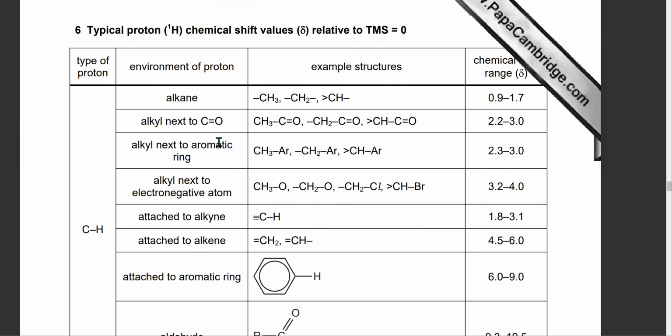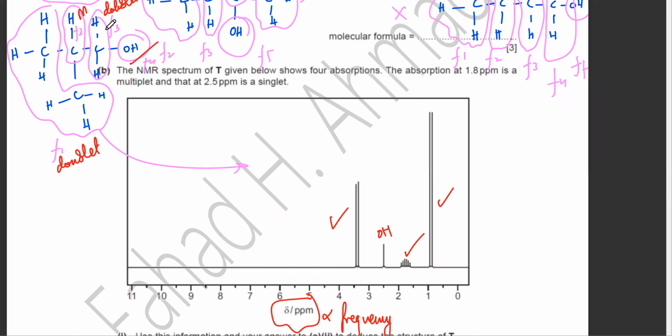If there are hydrogens next to an O, it's going to resonate at 3.2 to 4. We did have this in our molecule as well. This one over here, CH2 next to an O. So F3 should resonate between 3.2 and 4. So it's this one, a doublet peak that you're getting in the same range. Is this clear? Yes.